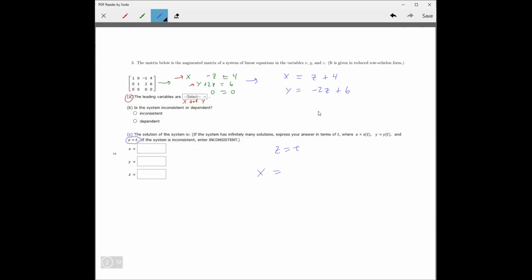And when you do that, then this z here gets replaced with a t. So x equals t plus 4, and y is negative 2t plus 6. Okay, so you go ahead and put this stuff in here: t plus 4, negative 2t plus 6, and t. So what happened is, for every value of t, it's a different solution. So that means it's dependent. Okay, and since there are solutions, it's not inconsistent, it's consistent.